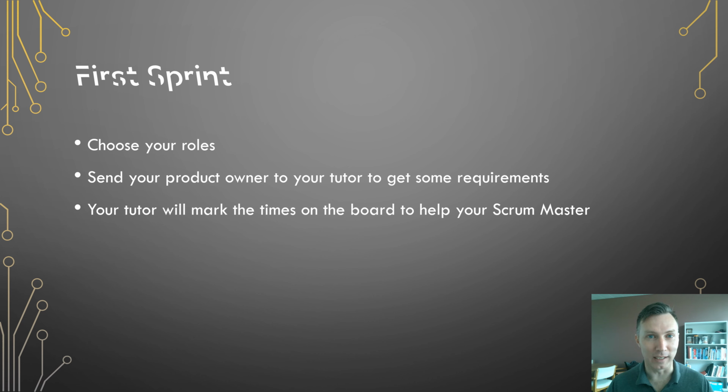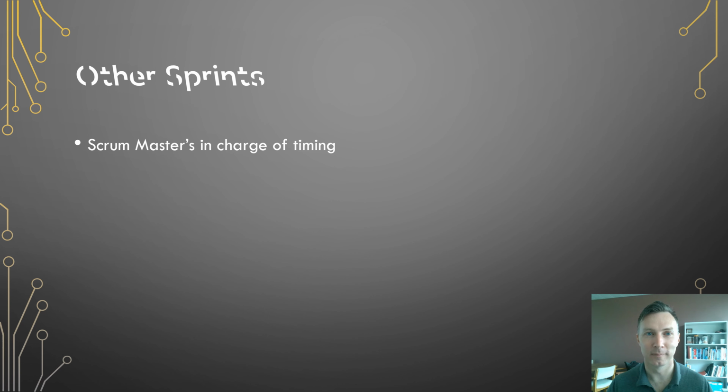In the first sprint, you'll need to choose which roles each of you is playing, and then you'll send your product owner up to the tutor to get the requirements. Your tutor will help the Scrum Master with the timing of the first sprint. For the other sprints, the Scrum Master is in charge of timing. You're not entirely on your own, but you will be running your group in preparation for your presentation.